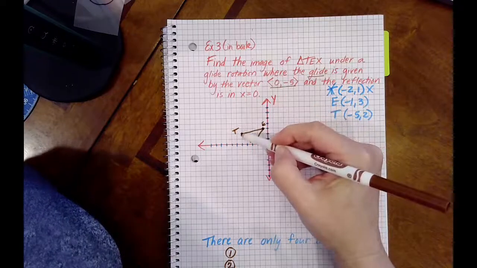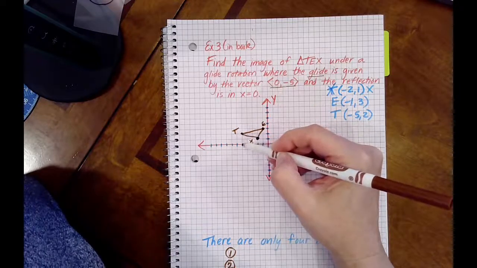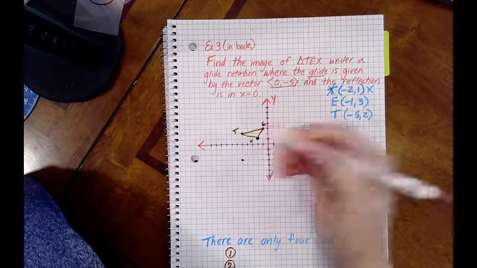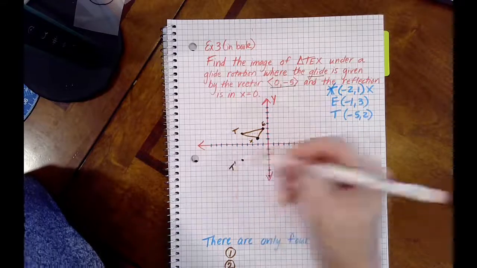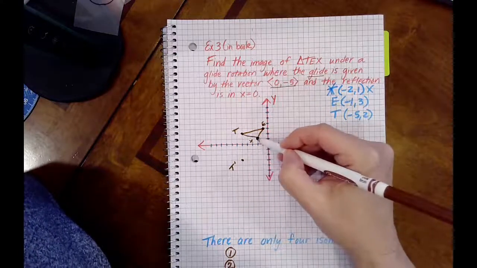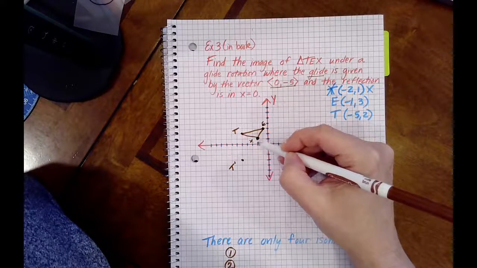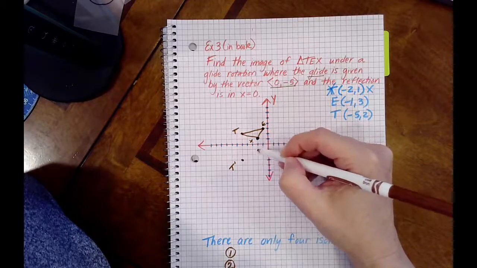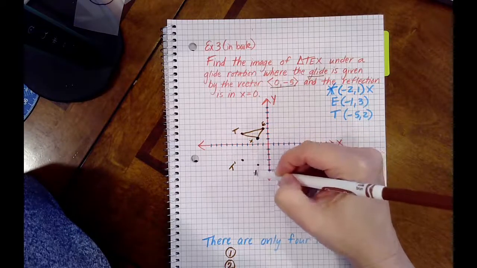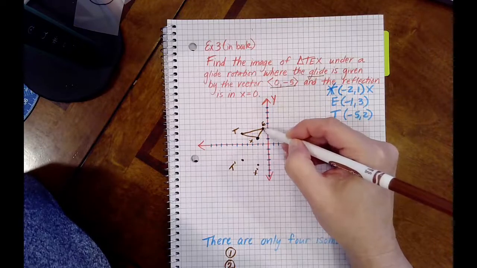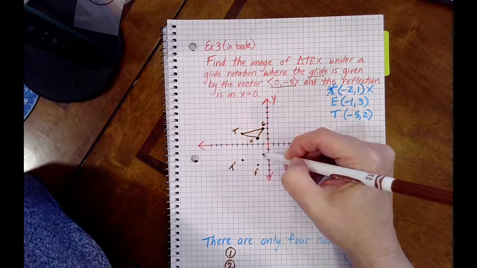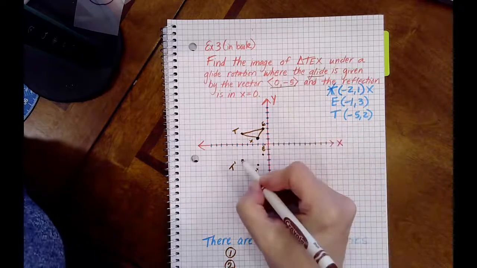So for T, go down 2, 4, 5, T prime, and then for X, go down 5, 2, 4, 5, and then for E, 2, 4, 5, E prime. Okay.